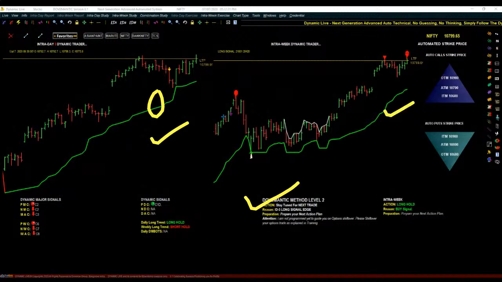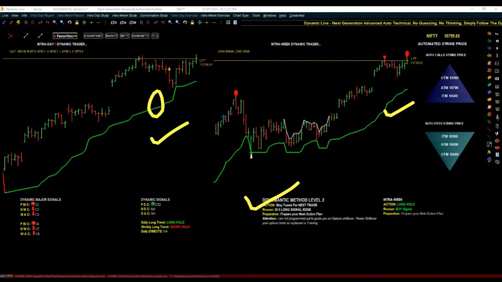We checked intra-week long, it was also green, it was also not supporting. We checked the dynamic system level 2 trading method. As per that, we were supposed to be holding a long position. So that is also not supporting because you're planning to buy a put option here. Got it?